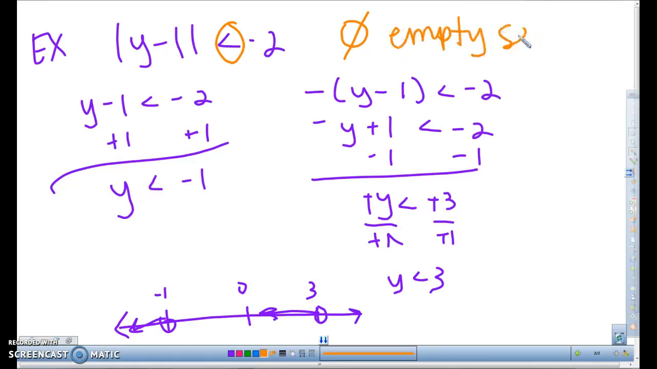Okay? If you don't remember the empty set, please go back and watch the video that discussed the empty set. I believe it was the solving multi-step equations. That seemed to be something that we may have struggled with on the quiz. And so just go back and look at it and review what an empty set means. It means that what we're doing is not true. Okay? So let's try some on our own.